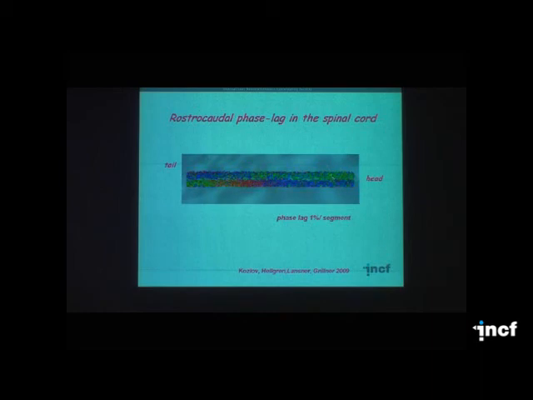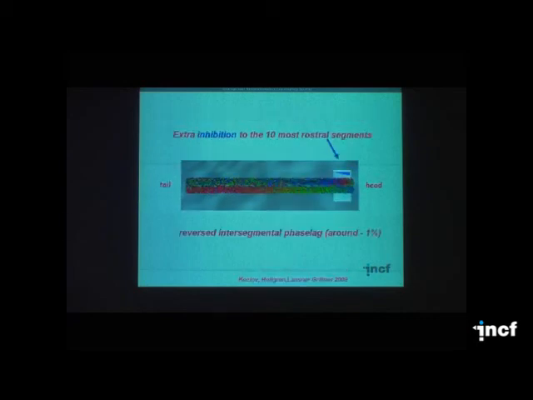The network is flexible, so behaviorally the animal can swim backwards. We know that the spinal cord can generate backwards swimming also. If we inhibit this little part, just by tinkering with that little part, we can reverse the coupling between the two sides.